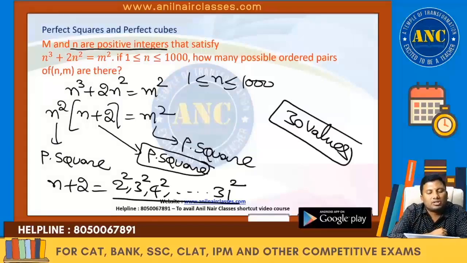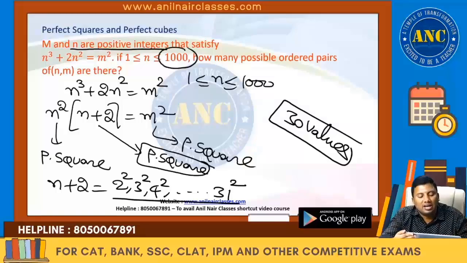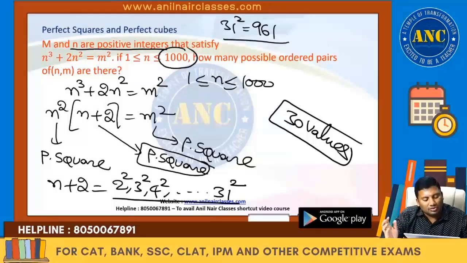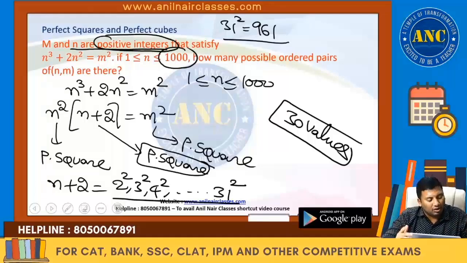n cube plus 2n square equals m square. So n square into n plus 2 is m square. N square is a perfect square. M square is also a perfect square. N plus 2 should be a perfect square. For n plus 2 to be a perfect square, n plus 2 can take any value from 2 square to 31 square, because the upper limit given in the question is 1000. 31 square is 961. I cannot take 1, because n plus 2 equal to 1 square makes n negative. N is a positive integer. I hope the idea is clear.